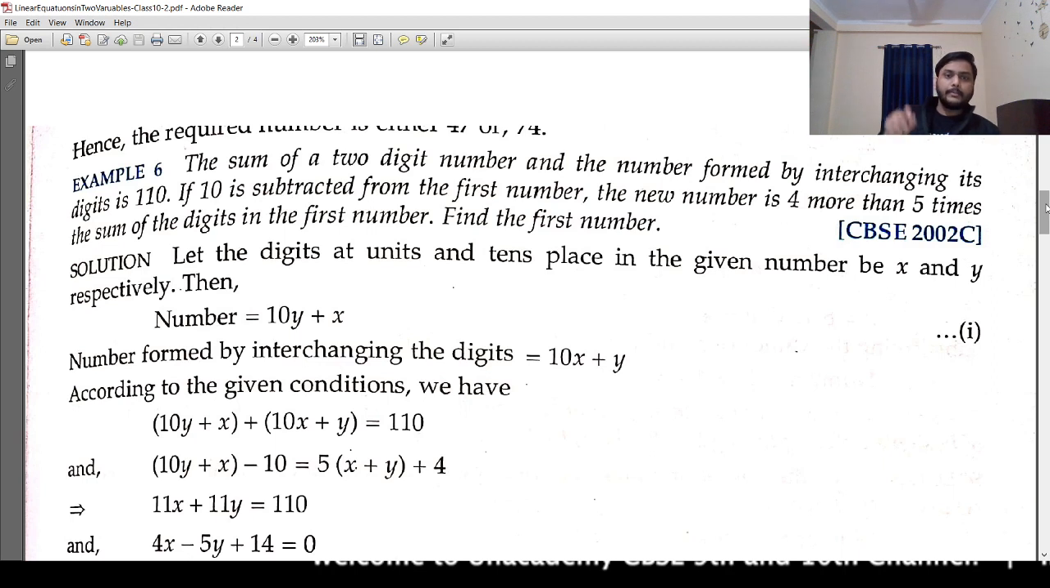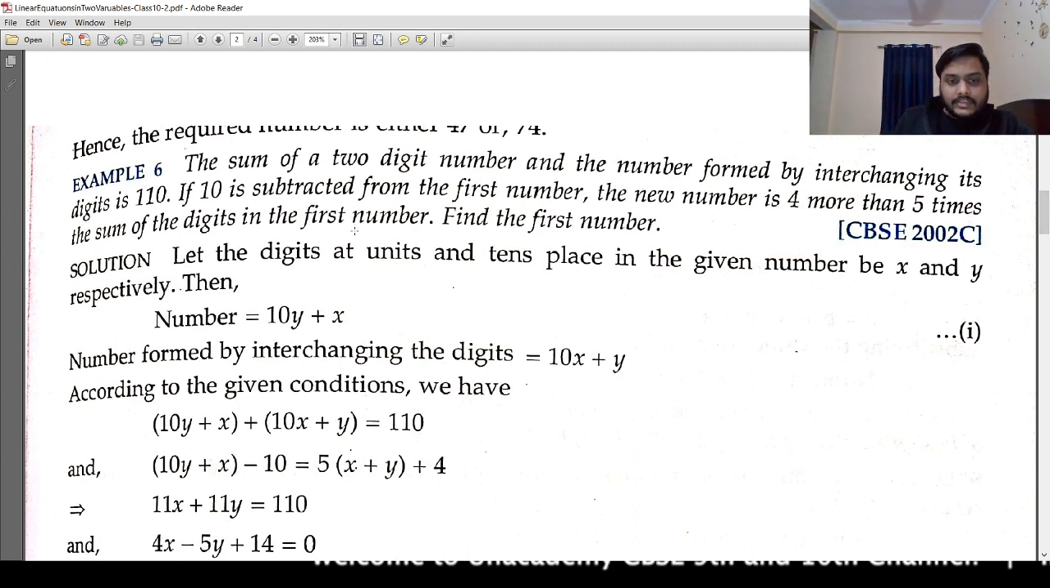Now if 10 is subtracted from the first number, then the new number is what? The new number is 4 more than 5 times the sum of the digits in the first number. Let's have a look at this question and what we have been given over here.